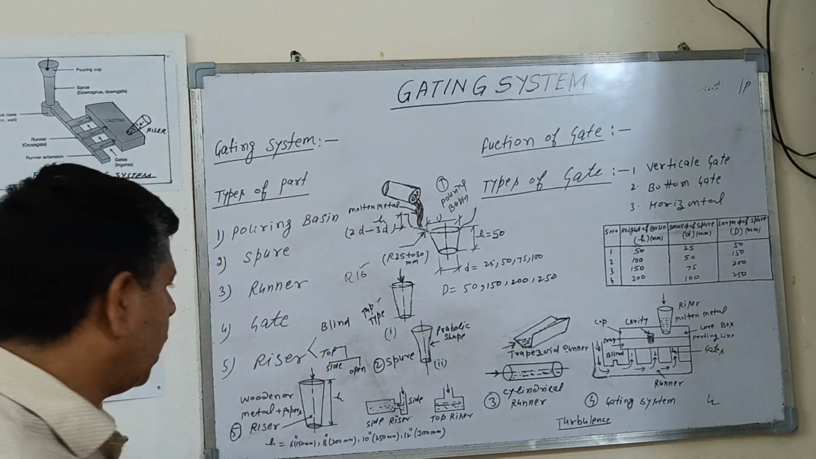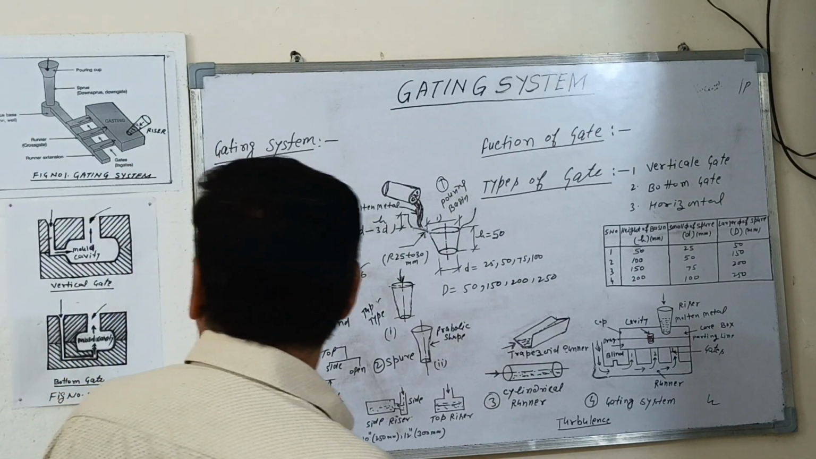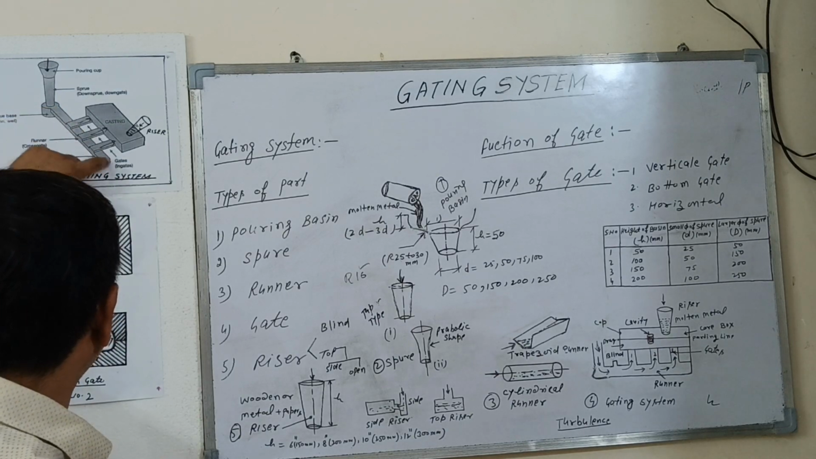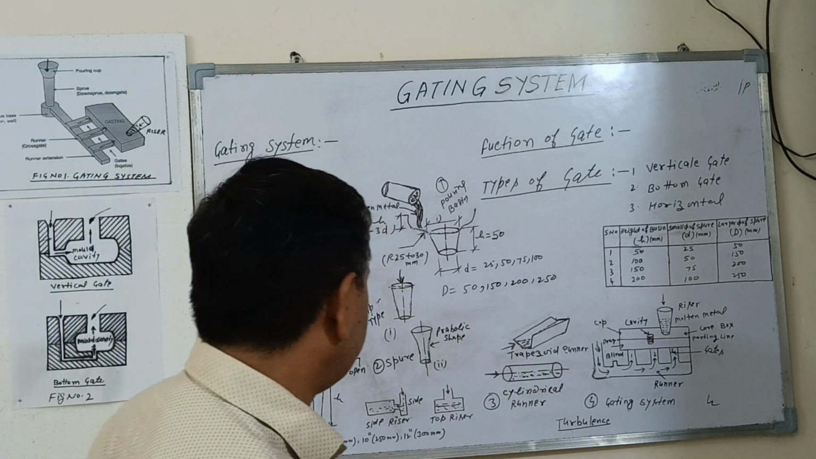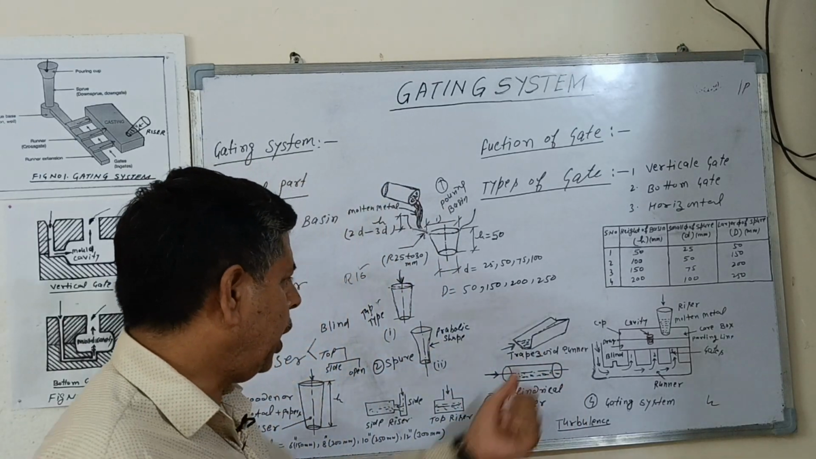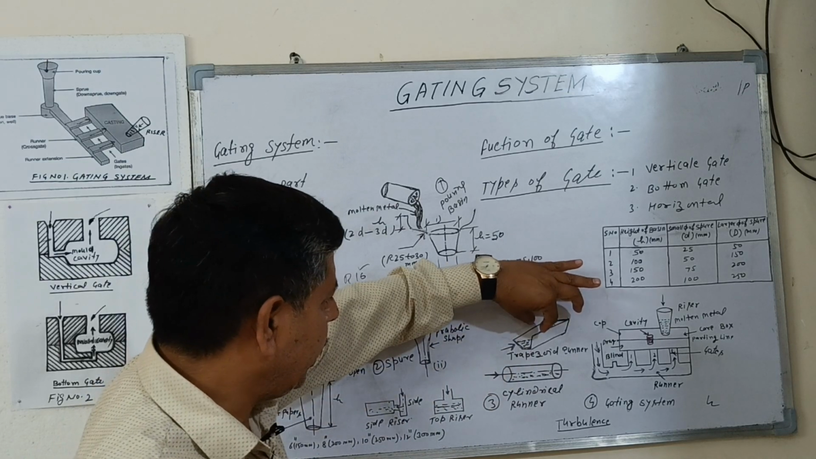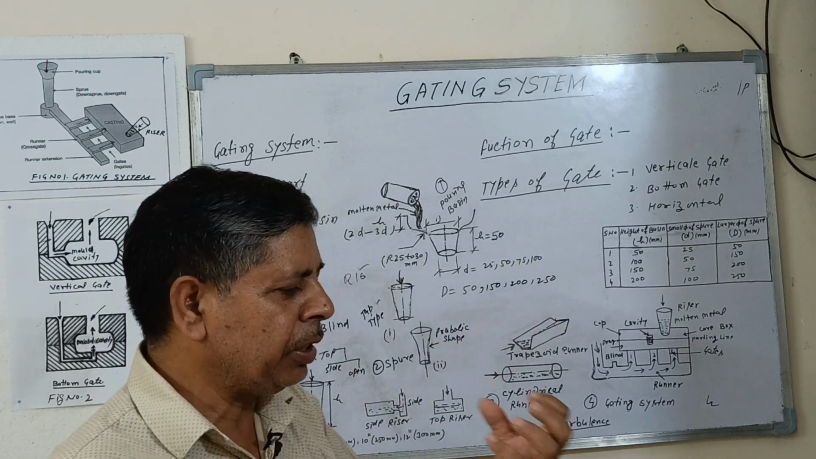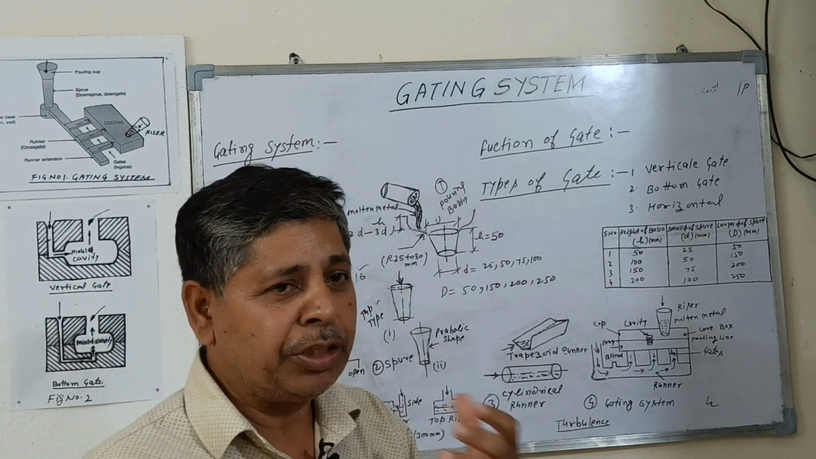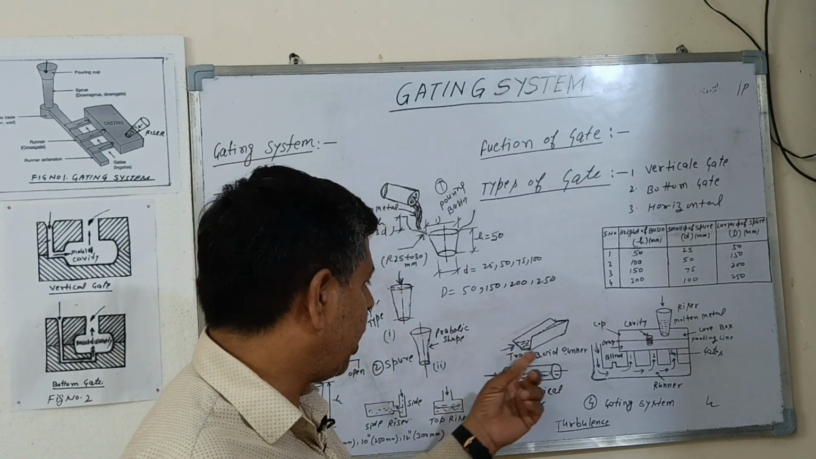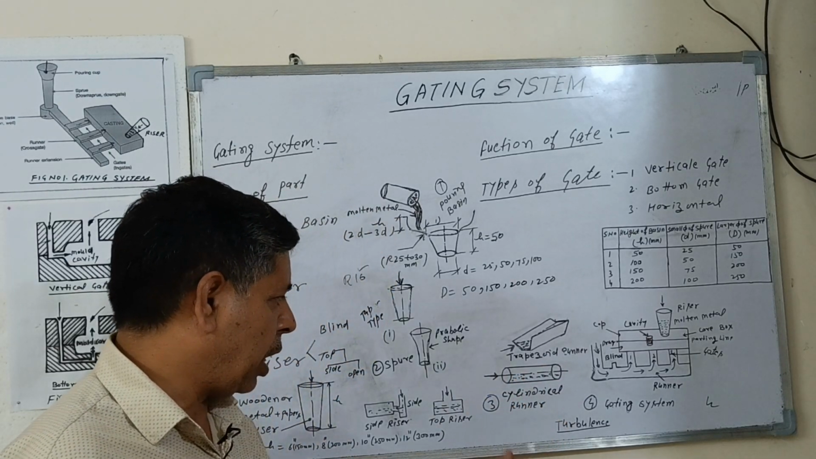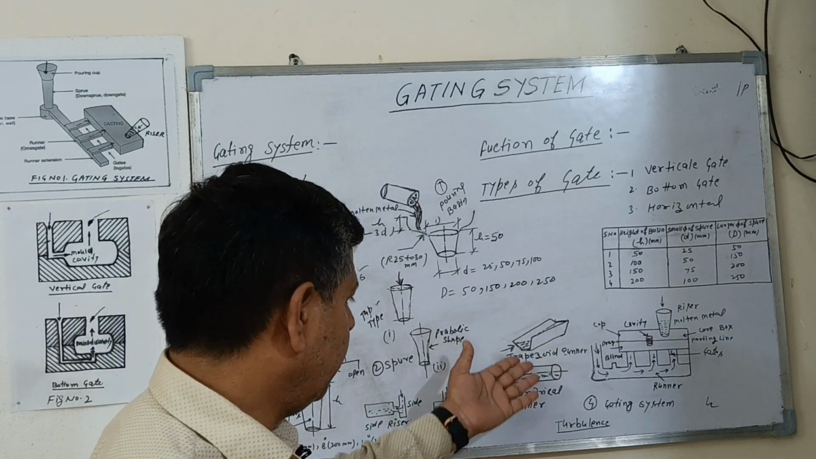Third number is the runner. So here this is a runner, where the molten metal flows. Runners are used in two types, trapezoid and cylindrical. In a trapezoid, the open surface area is more. Due to the surface area, the heat transfer losses are more in a trapezoid. So the cylindrical type runner is used to avoid this heat transfer loss.